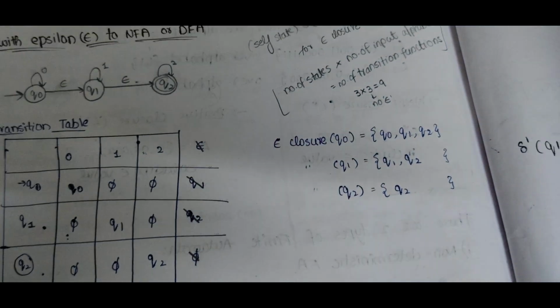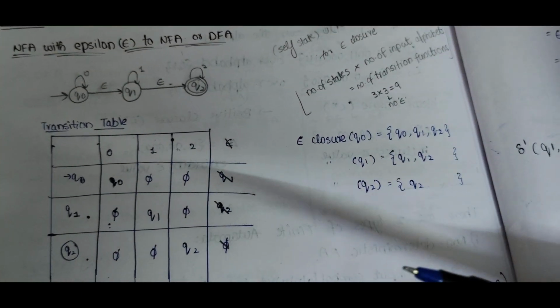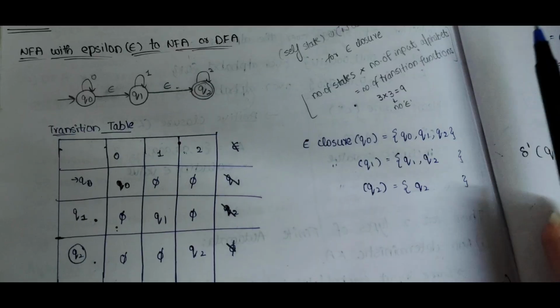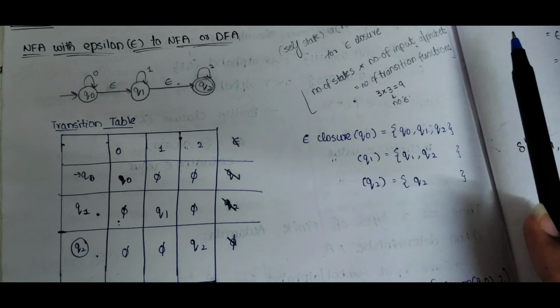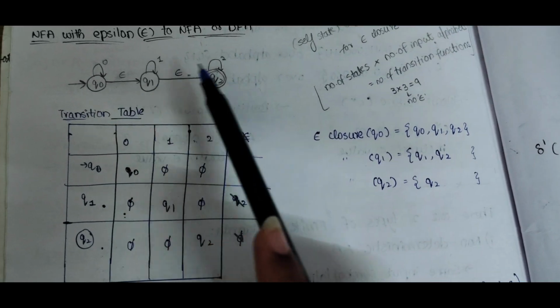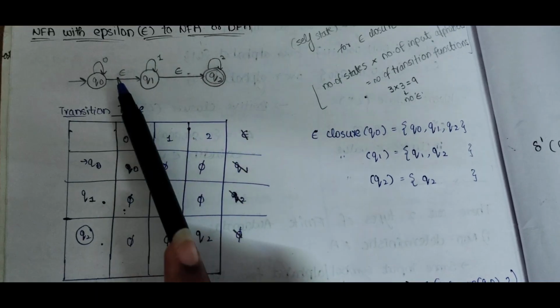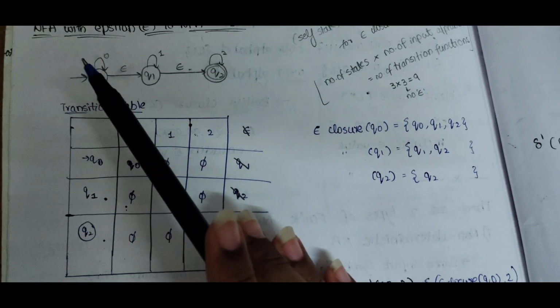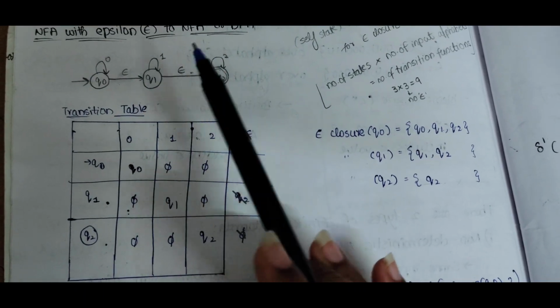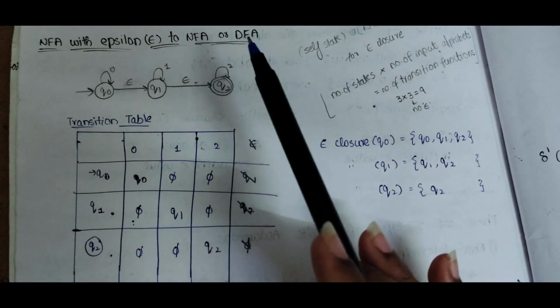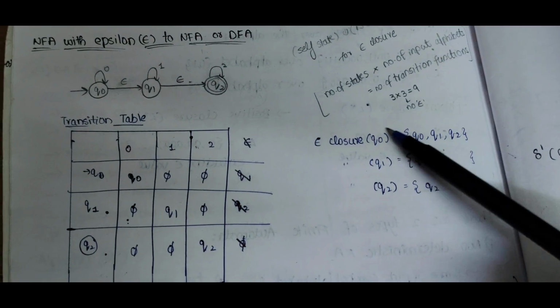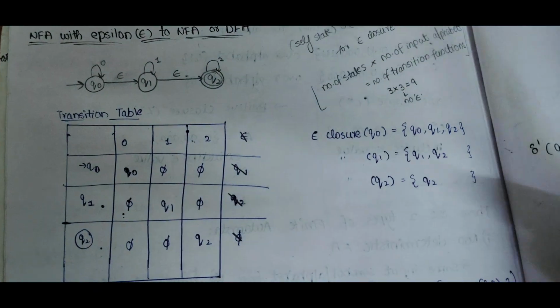Okay. So now let us find out how many transition functions we have to write in this. It is calculated as the number of states times the number of alphabets. Q0, Q1, Q2, there are 3 states, and 0, 1 and 2, there are 3 alphabets. Do not consider epsilon as an alphabet here. So 3 times 3 is 9. So we will be having 9 transition functions.